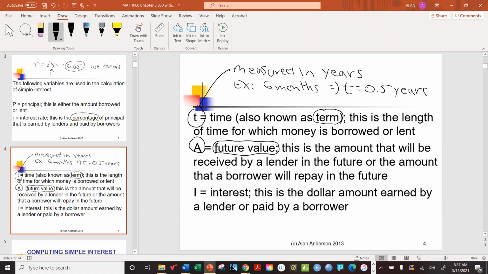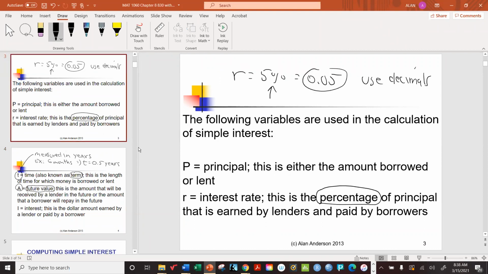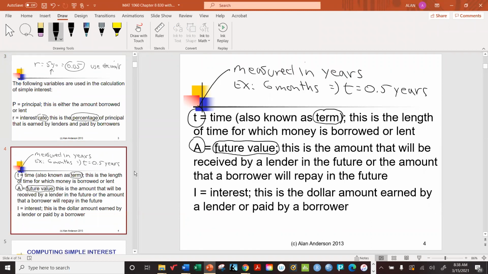And then interest. Now, this interest is different from the R back here. R is an interest rate. I is a dollar amount. So we have to be careful with this one. R is measured as a percent. I is measured in dollars.